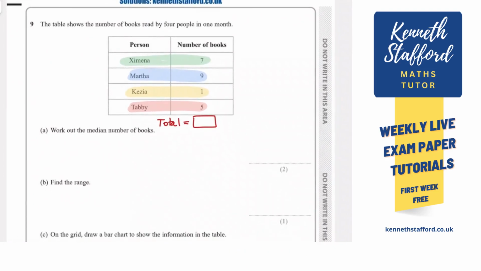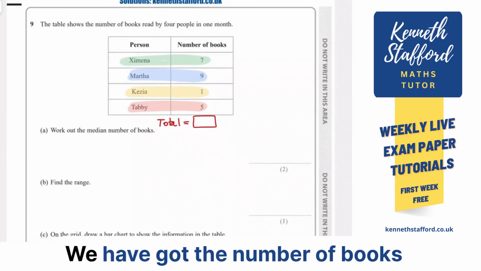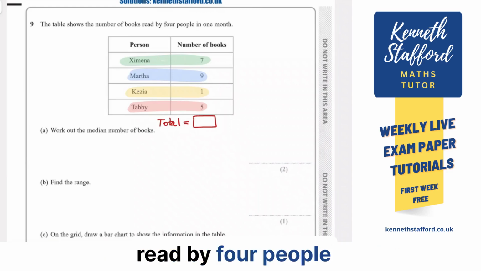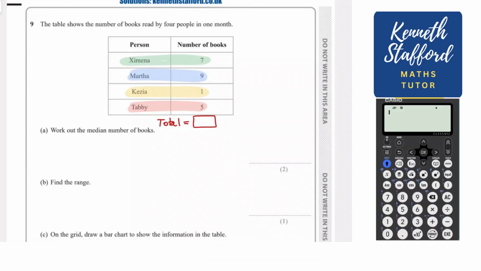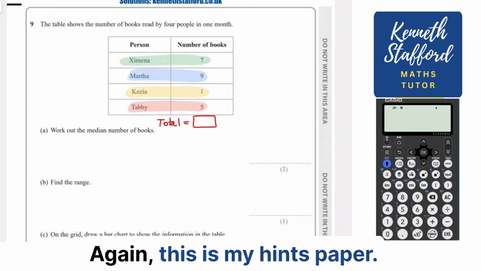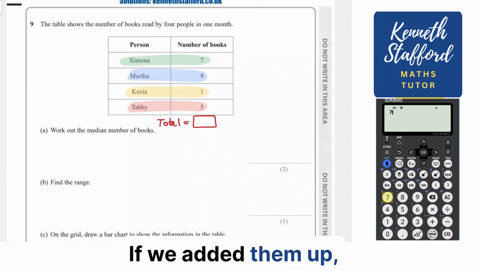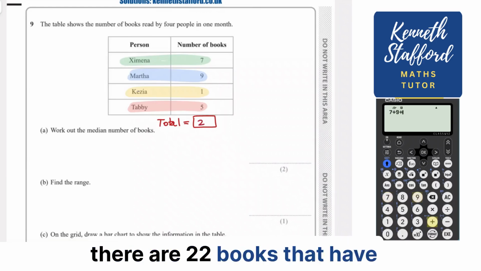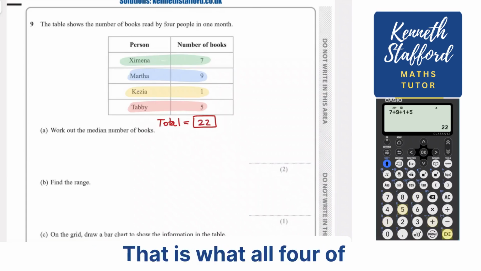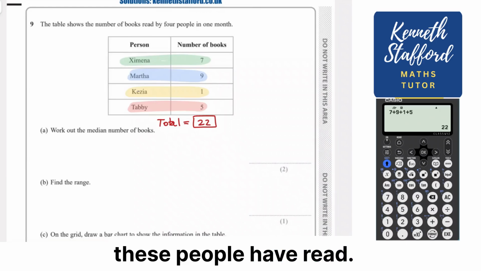Question 9. We have got the number of books read by 4 people in 1 month. Again, this is my hints paper. So I put here the total. If we added them up, there are 22 books that have been read in a month. That is what all 4 of these people have read.